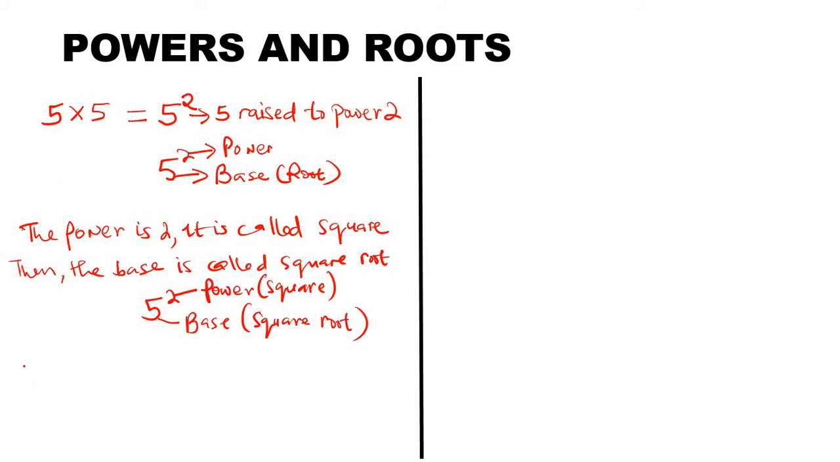So if you're asked to find the square of 3, the square of 3 means multiply 3 by itself once, which is 3 times 3. Then 3 raised to power 2, and that gives us 9. That's our example number 1.